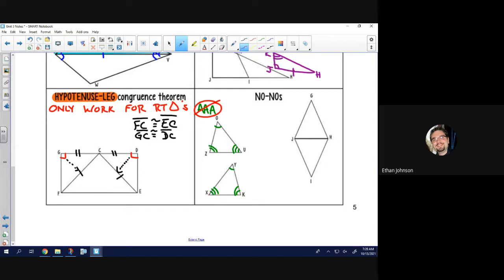The other one is this. This would be angle, side, side. Now, just reading angle, side, side, there's no cussing in math class, so you cannot have angle, side, side.